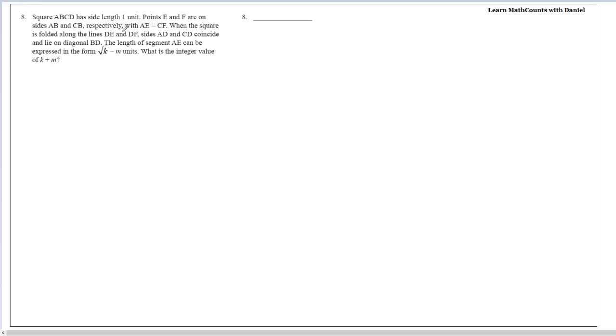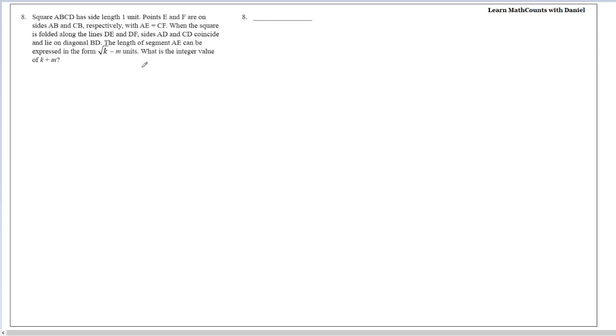So let's read through our question. Square ABCD has side length 1 unit. Points E and F are on sides AB and CB respectively, with AE equals CF. When the square is folded along the lines DE and DF, sides AD and CD coincide and lie on diagonal BD. The length of segment AE can be expressed in the form square root k minus m units. What is the integer value of k plus m?